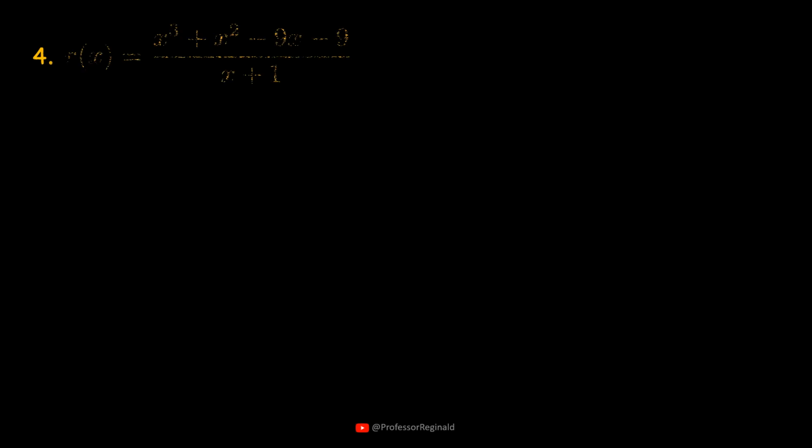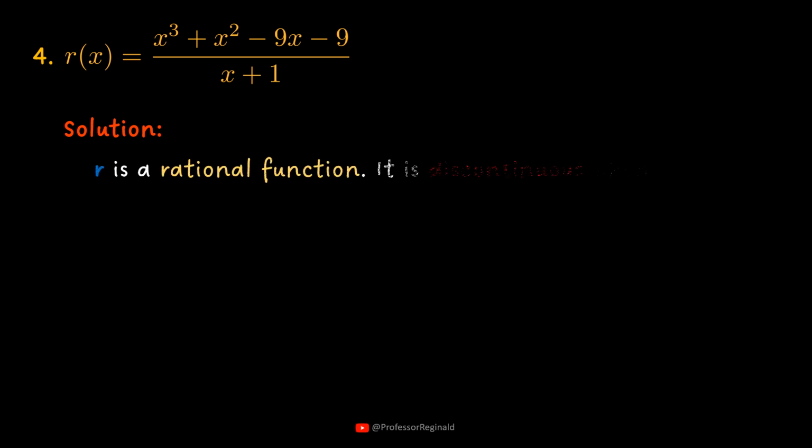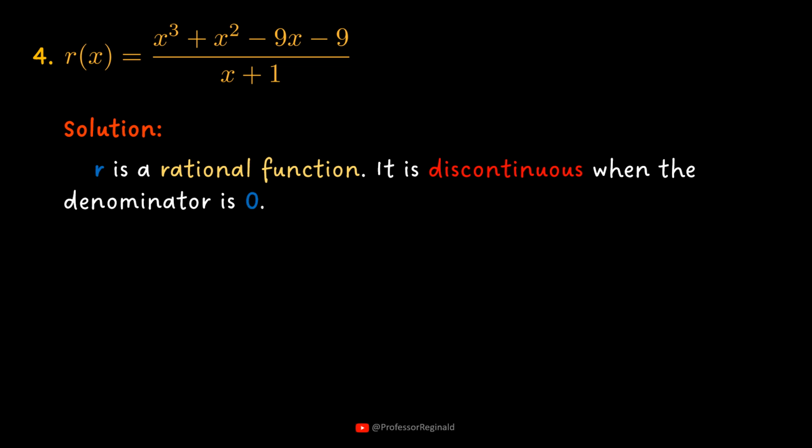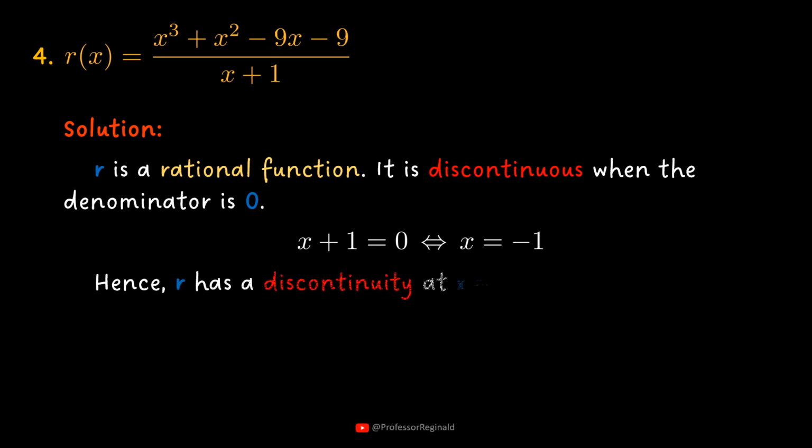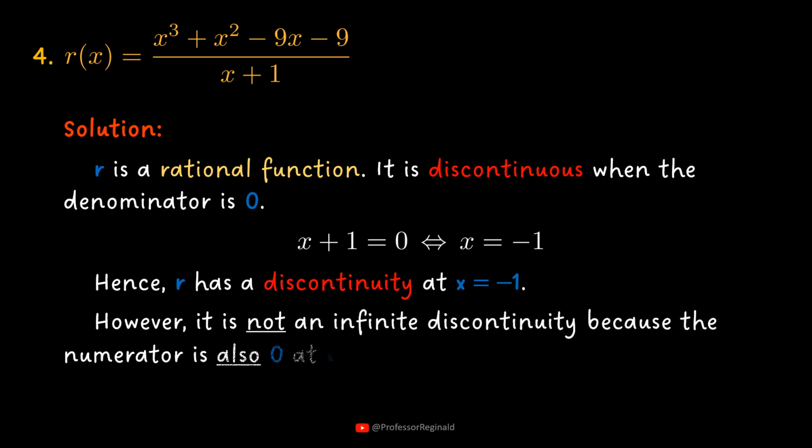Number 4. r of x equals x cubed plus x squared minus 9x minus 9. Solution. r is a rational function. It is discontinuous when the denominator is 0. Hence, r has a discontinuity at x equals negative 1. However, it is not an infinite discontinuity because the numerator is also 0 at x equals negative 1.